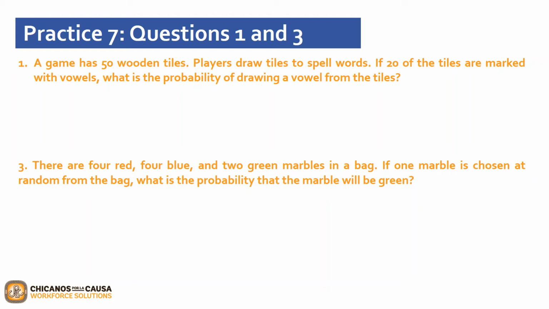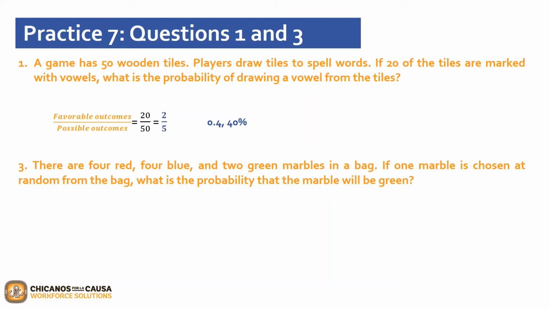So for these two questions, we're actually going to provide you with the answers, but we're going to work through them so you can see how we got here. So we're going to use our same formula. We have favorable outcomes over possible outcomes. So we know that we have a total of 50 wooden tiles. So we have technically 50 possible outcomes. However, we want to look at our favorable outcomes, which is 20.